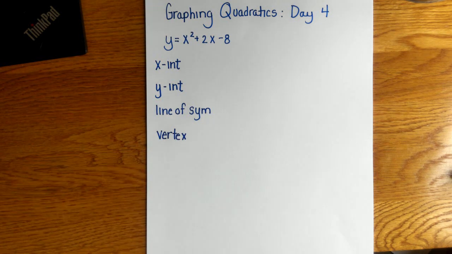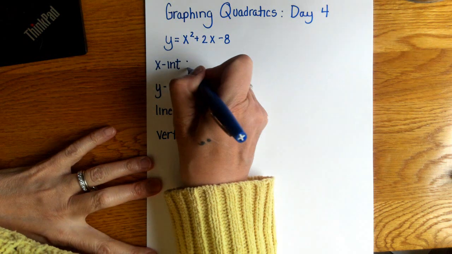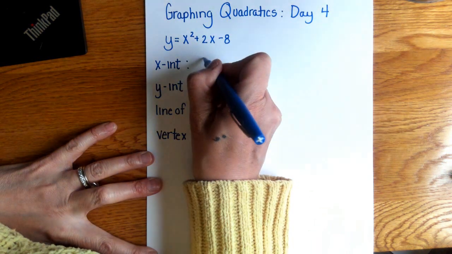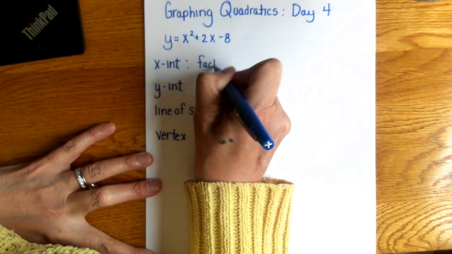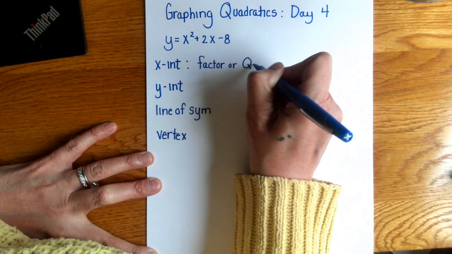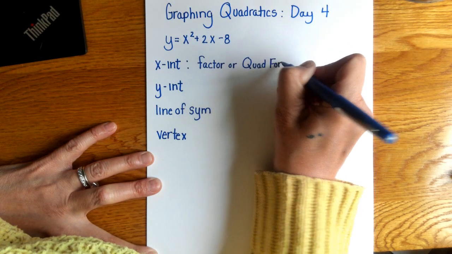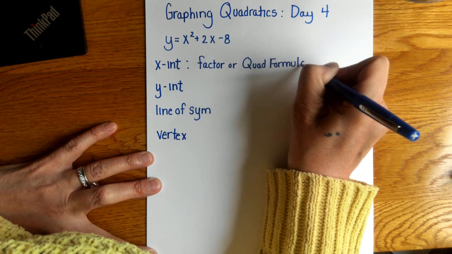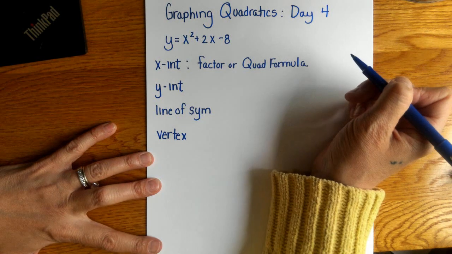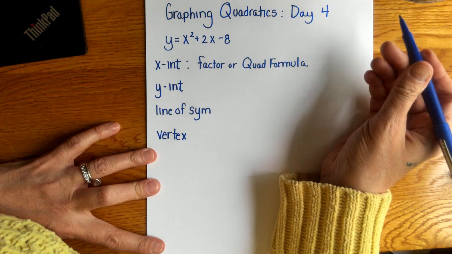So let's start with our x-intercept. When you are finding your x-intercepts, you can either factor or use the quadratic formula. I'll tell you guys, the quadratic formula will work every single time. Factoring may be easier in some instances. So let's look at this.